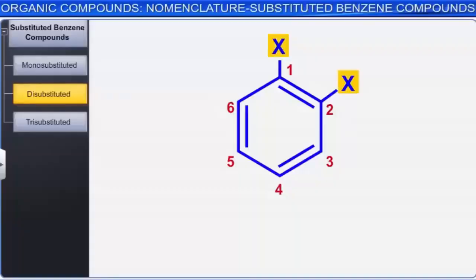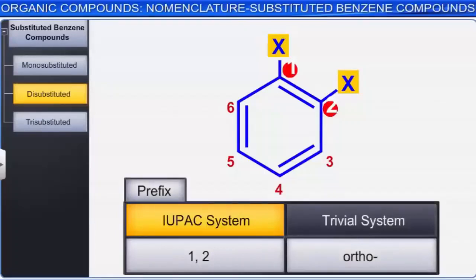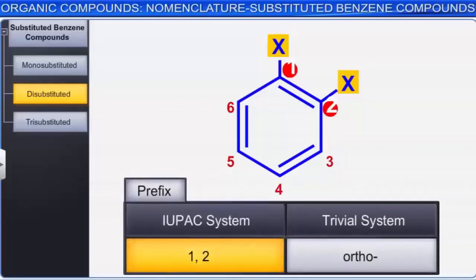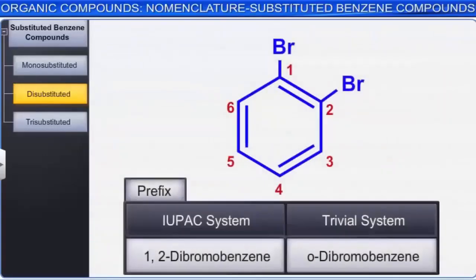When the substituents are present on the adjacent positions of the benzene ring, that is, on the first and second positions, then in the IUPAC system of nomenclature, the positions of these substituents are indicated as 1, 2, and in trivial system, the prefix ortho is used as shown here. For example, in this compound, the substituent bromine is present at 1 and 2 positions. Hence, the name of the compound is 1,2-dibromobenzene or ortho-dibromobenzene.